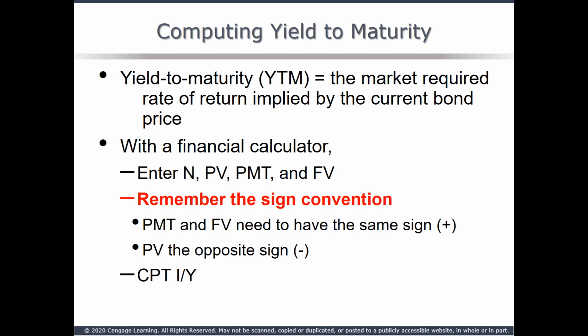Computing yield to maturity using the TVM keys is straightforward. Remember the sign convention. N is the number of periods to maturity, the number of years for an annual payer. PV is the price of the bond. It's negative. Payment is the periodic coupon payment. It's positive. Future value is the face value, usually $1,000. It's positive. Compute IY.